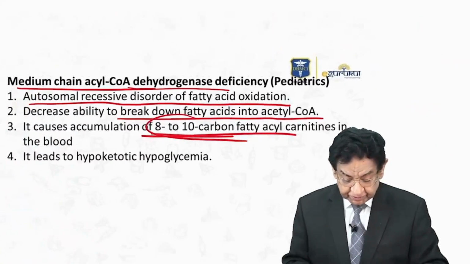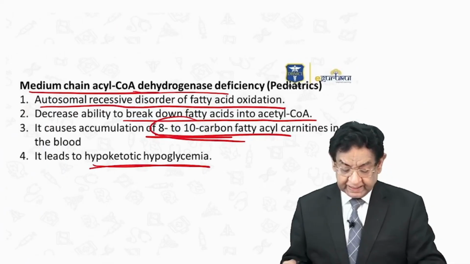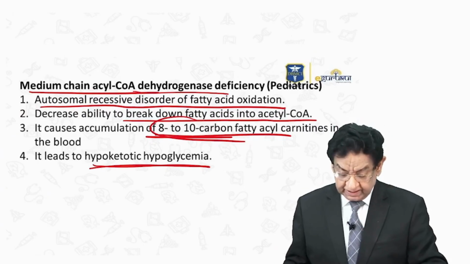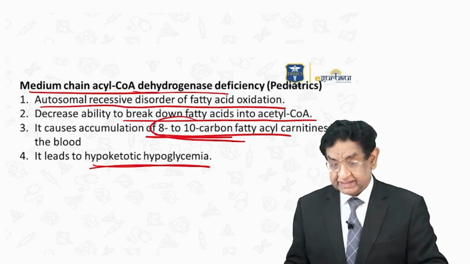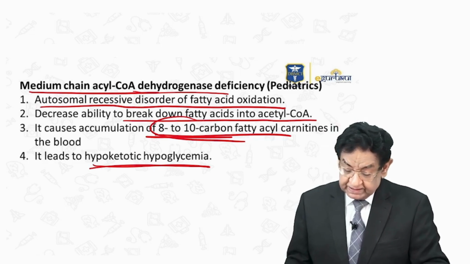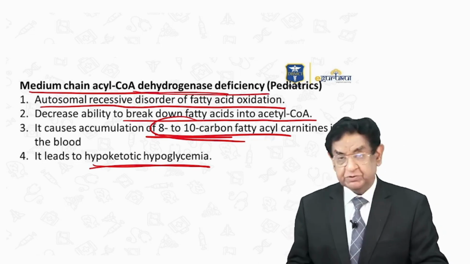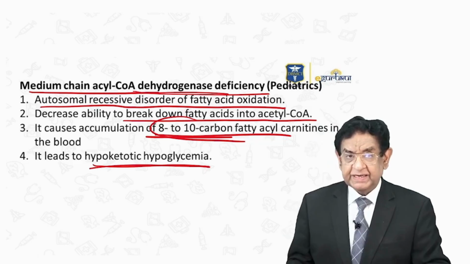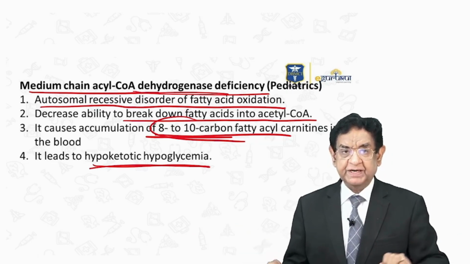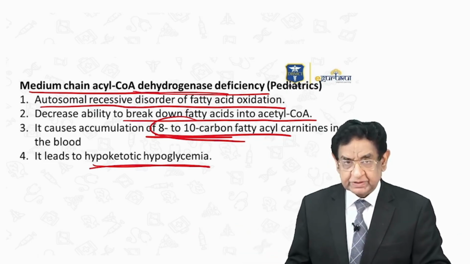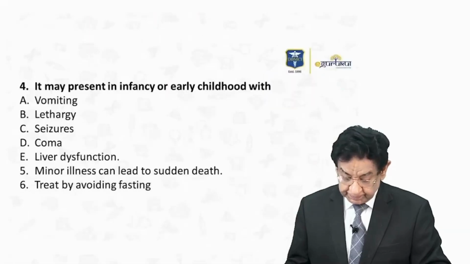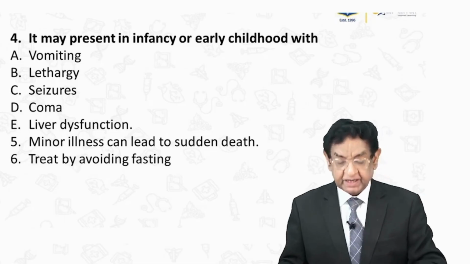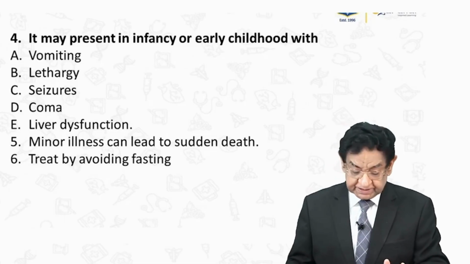And again this will lead to hypoketotic hypoglycemia. Point to be noted, in both conditions, hypoketotic hypoglycemia is occurring. So this is the dehydrogenase deficiency, because this enzyme is involved in the breakdown of 8 to 10 carbon atoms further down into acetyl coenzyme A. It may present in early infancy or early childhood. Both are pediatric diseases.